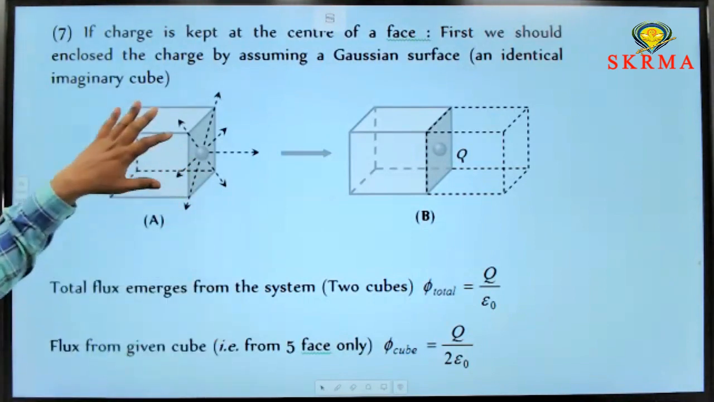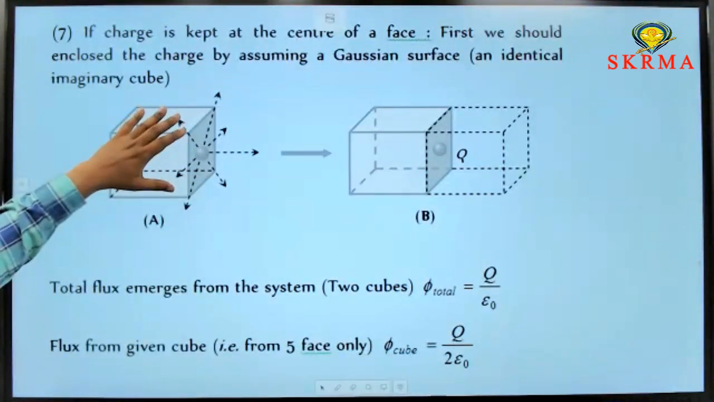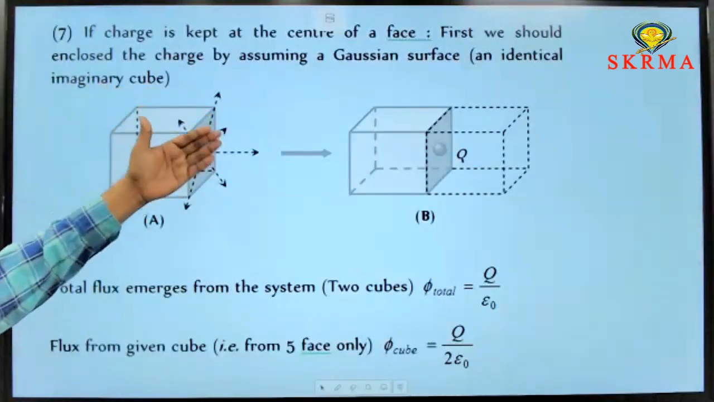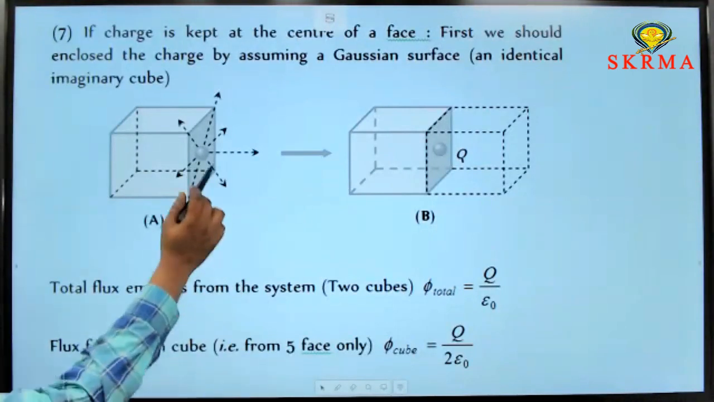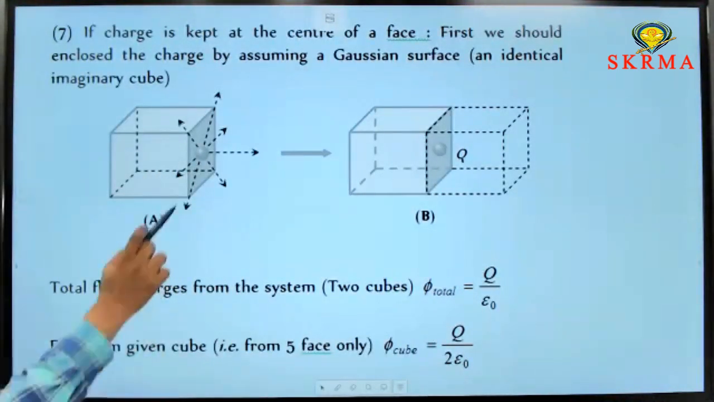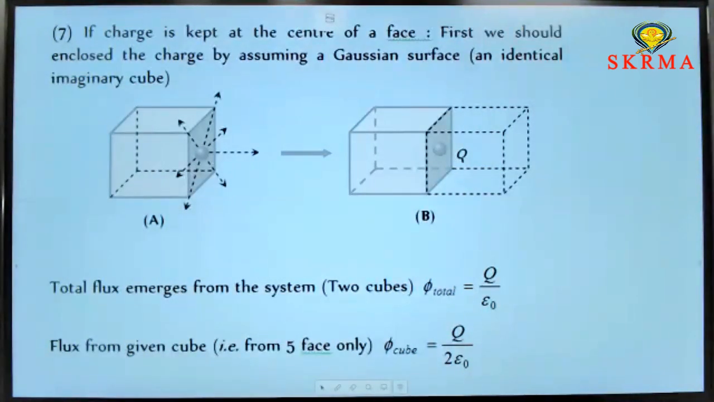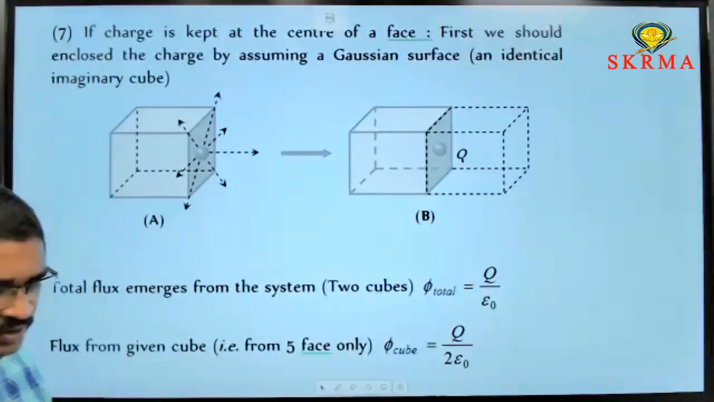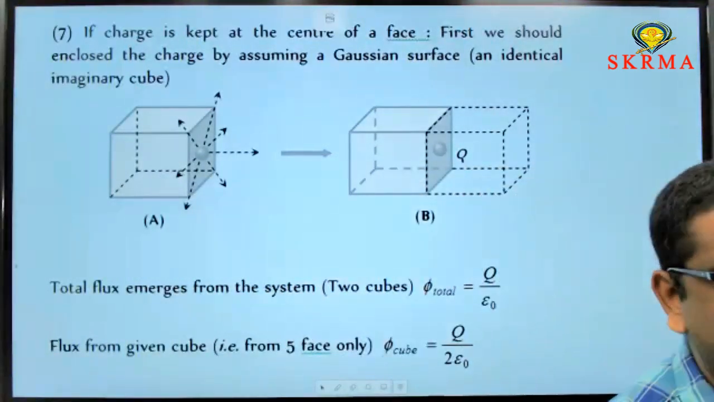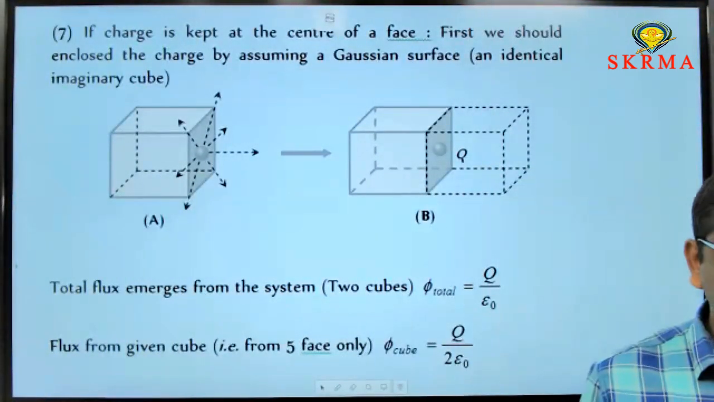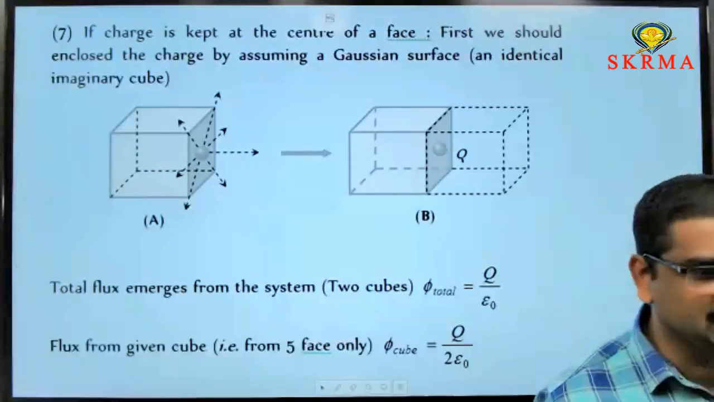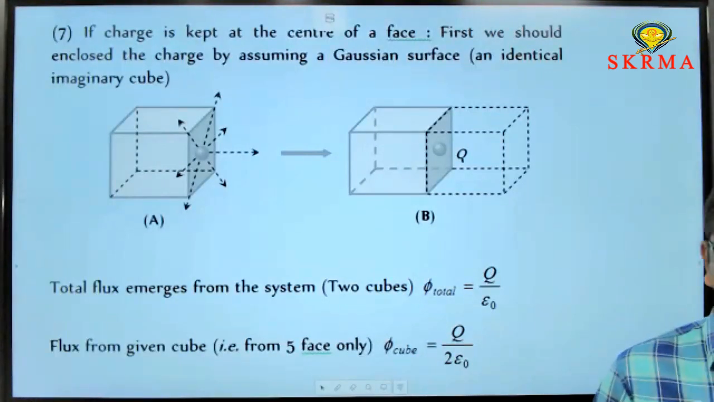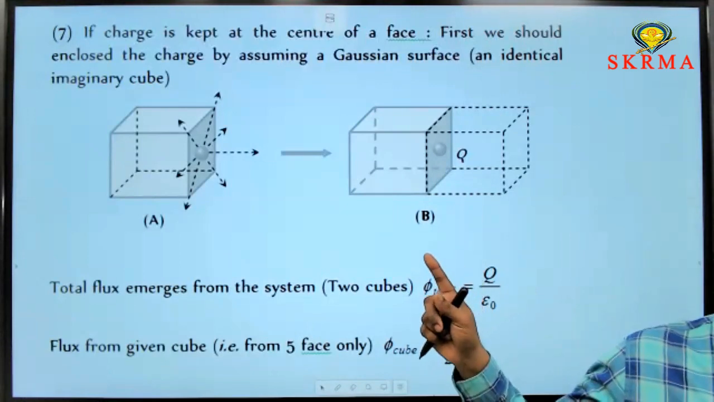Next one, just go through this diagram. Here is a cube. Now a charge is placed on one surface of the cube. Here, where I placed the charge, that is on one surface of the cube. So here is the charge, not within the cube. In this case, what we need to do to calculate flux? First, you have to close that charge. That is the basic concept. If you want to calculate flux, then you have to close the charge first.